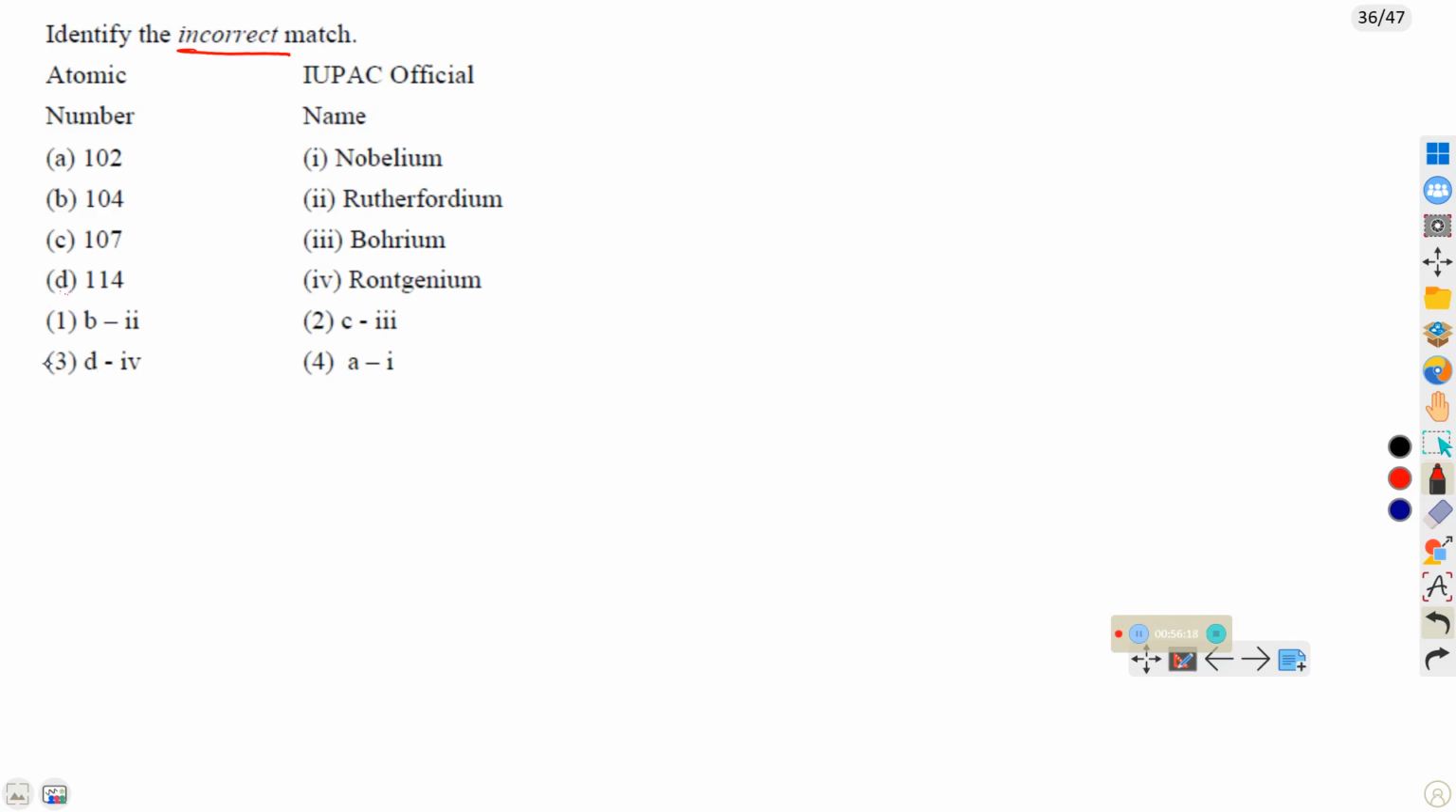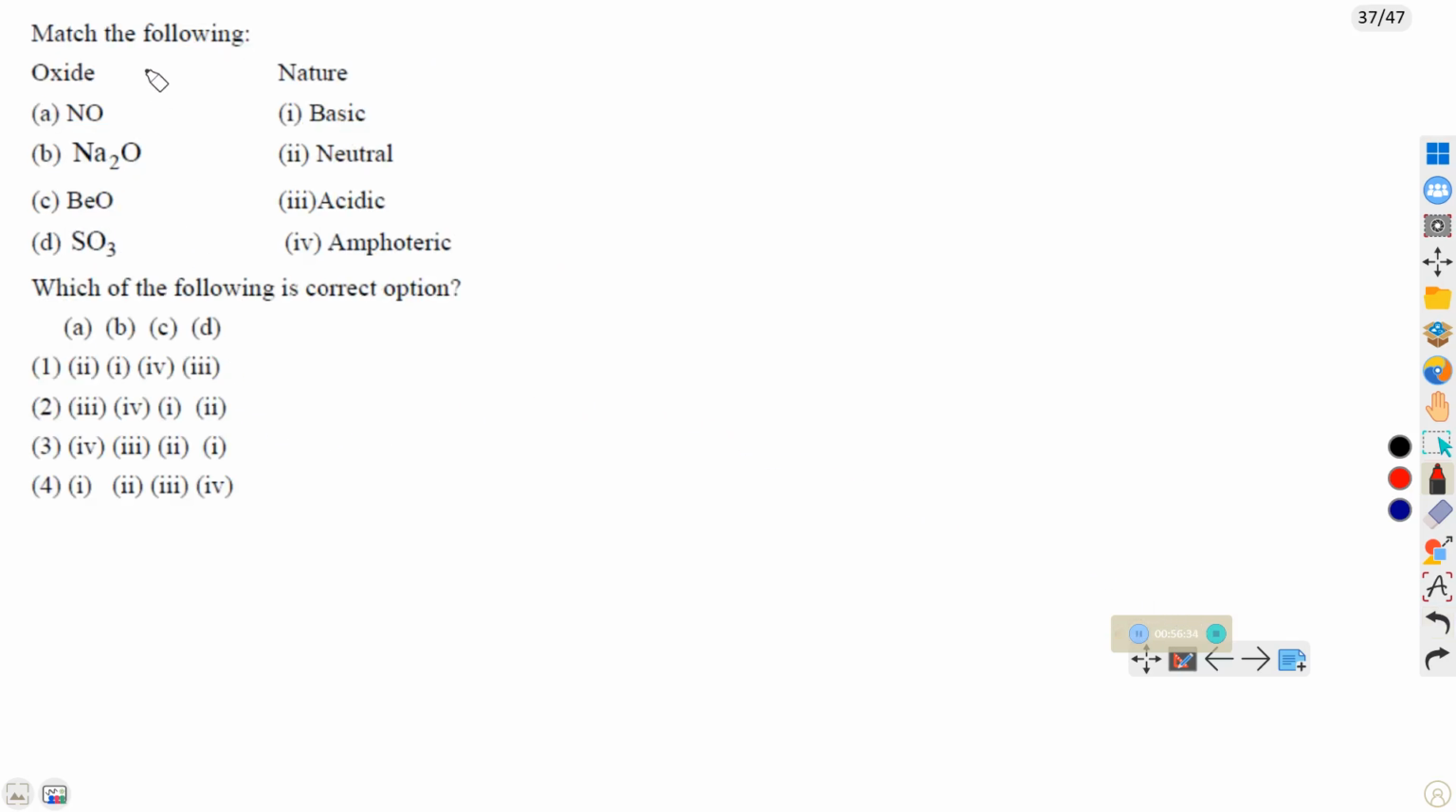D4 is incorrect. Actually, element 114 is flerovium. Roentgenium atomic number is 111. Match the following. NO is neutral, starts with 2. A2, only one option, first option. The remaining you can match.